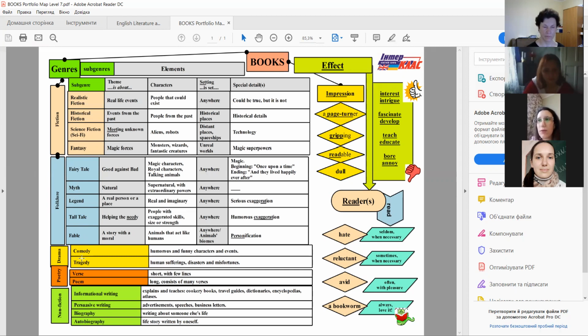Drama divided into genres, comedy and tragedy. Comedy and tragedy. Comedy characterizes humorous and funny characters and events. Characters. Characters. It's a Greek word. Слово запозичено з грецької, тому CH читаємо як К. Characters and events.